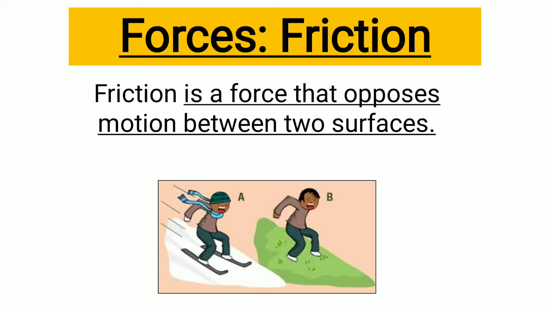As you can see in the given picture, there are two men A and B, and from these two pictures we can determine that the person who is skiing is moving faster in comparison to the person who is on grass. So friction is that force that opposes motion between two surfaces.